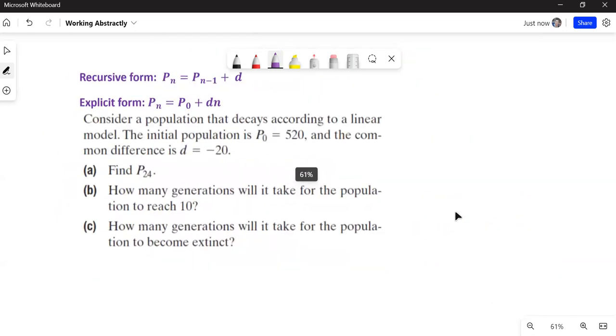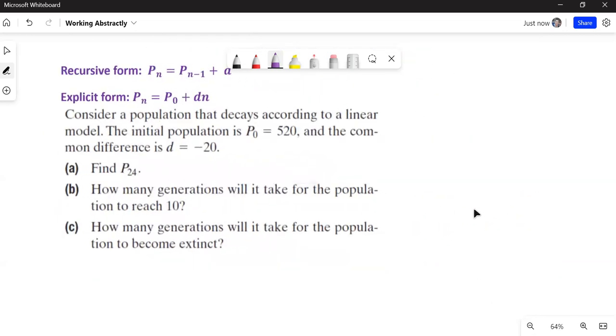In this example, consider a population that decays according to a linear model. Decay just means that it's going to shrink rather than grow. Initial population P naught is 520, and the common difference is D equals negative 20. There you see the common difference going down. That's our decay. So A, find P sub 24.